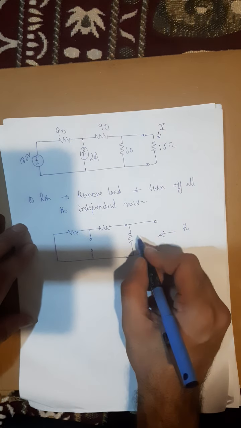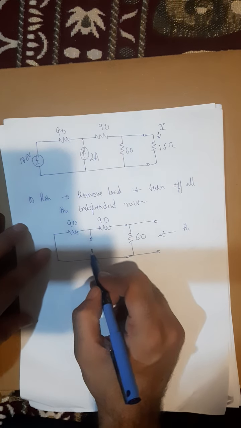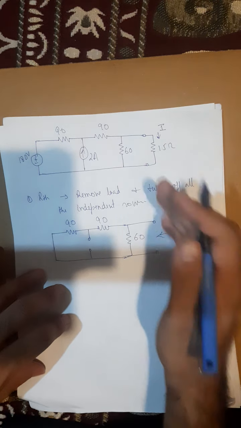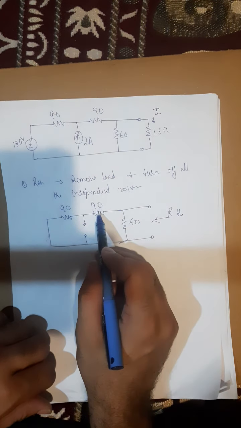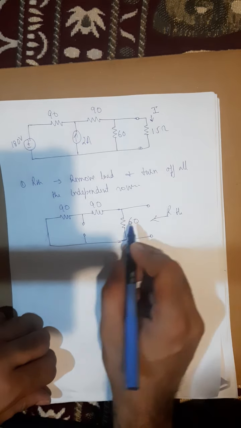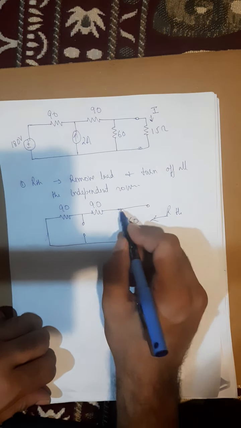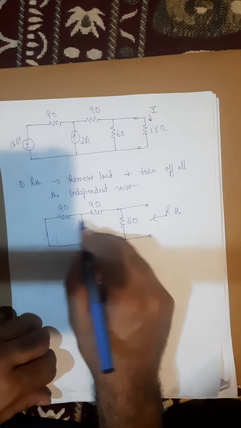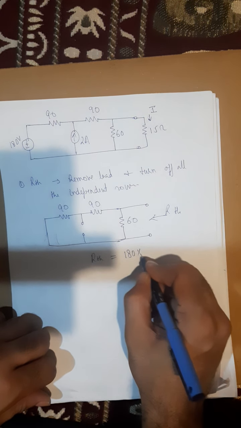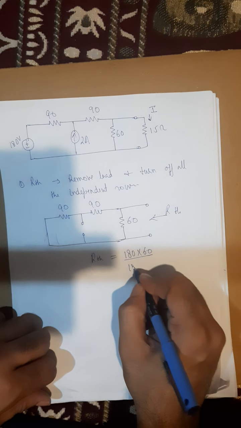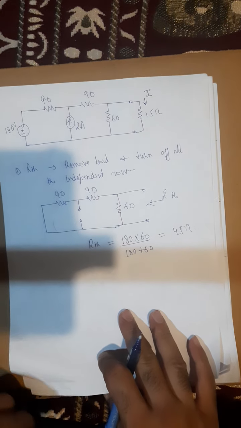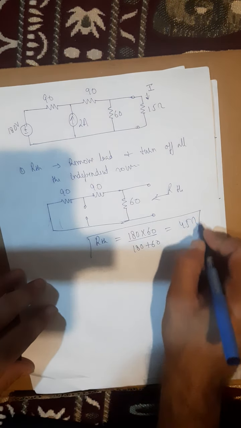So this is my RTH circuit, because I have removed the load: 60 ohm, 90 ohm, 90 ohm, short circuit here and open circuit here, and from here I can calculate RTH between these output terminals. It will be 90 plus 90, 180, parallel with 60, because there are two paths. This is the first path and this is the second path. So RTH will be equal to 180 multiplied by 60 divided by 180 plus 60. So it is 45 ohm. Got it? So I got RTH equal to 45.